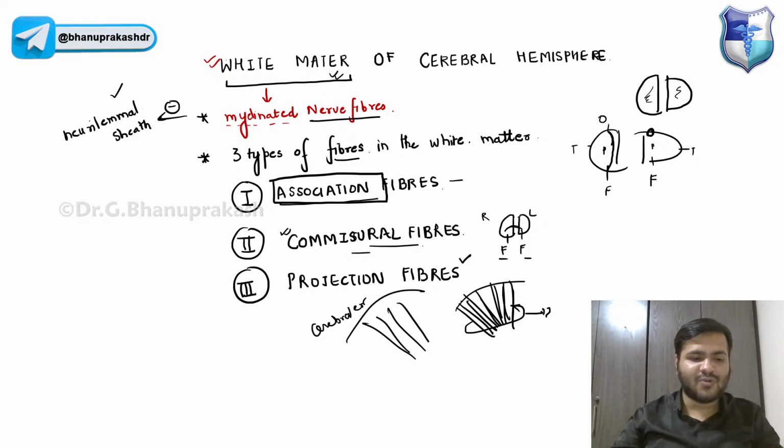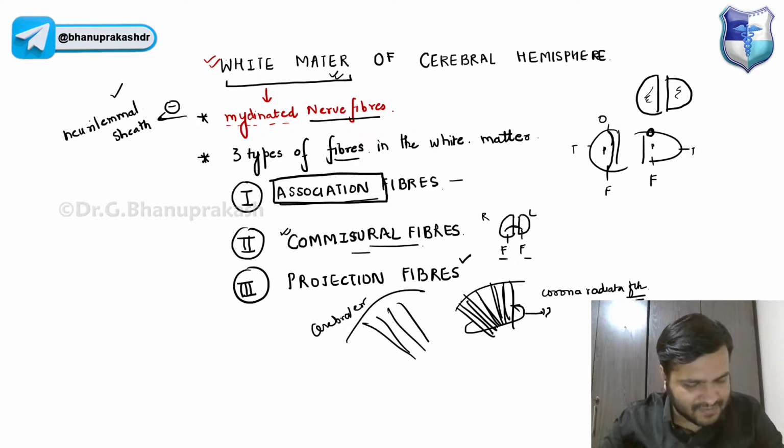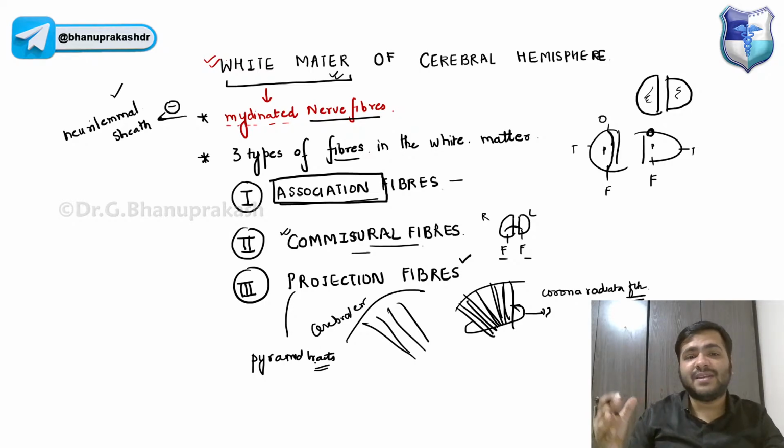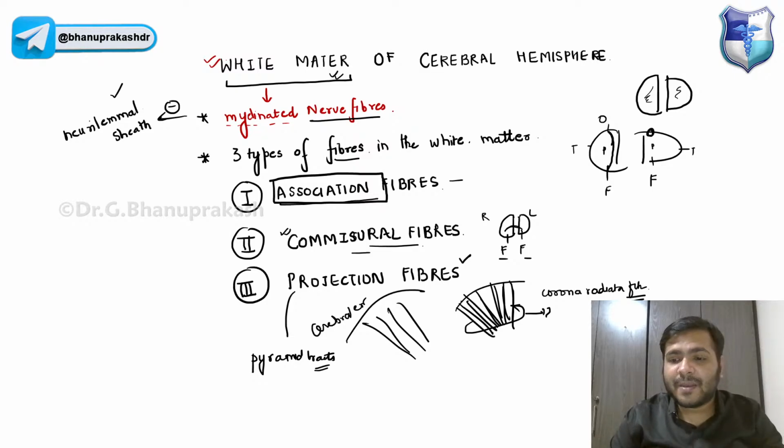Yes, Shakil Ahmed, very good. Projection fibers are nothing but the corona radiata fibers. That is something everyone knows. Yes, the tracts, guys. When I say tract, which type of tracts? You already know we have the pyramidal tract, the descending tracts, guys. So basically the internal capsule and the corona radiata are all examples of these projection fibers.